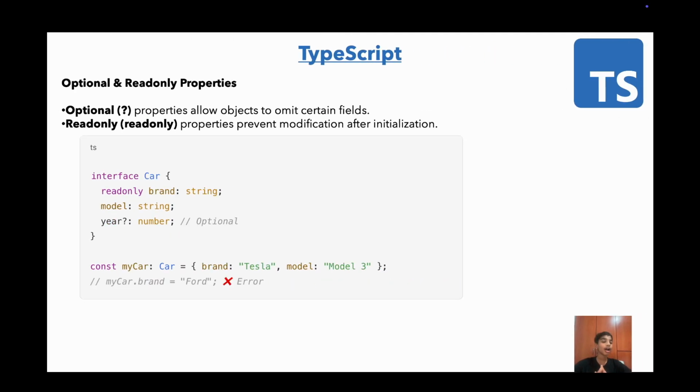So now you have learned about basic interfaces. So now let's learn about interfaces with optional and read-only properties. So now you may ask, what are optional properties and what are read-only properties? Optional properties are properties that allow objects to omit certain fields. But read-only properties, which are set by the readonly keyword, are properties that prevent modification after initialization. Alright, so now let's try.